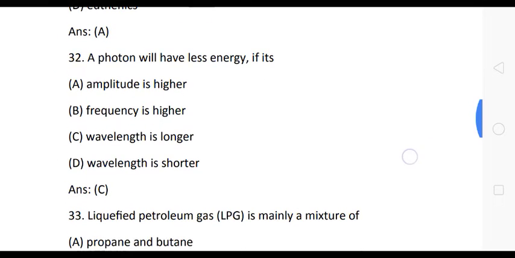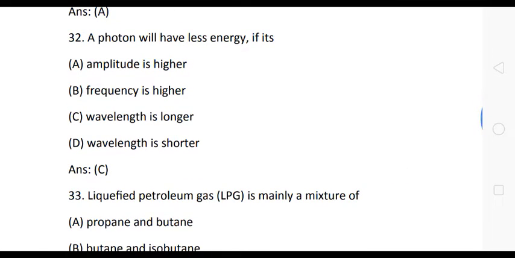The next question is, a photon will have less energy if its, the options are, amplitude is higher, frequency is higher, wavelength is longer, D, wavelength is shorter. The correct answer is option C, wavelength is longer.